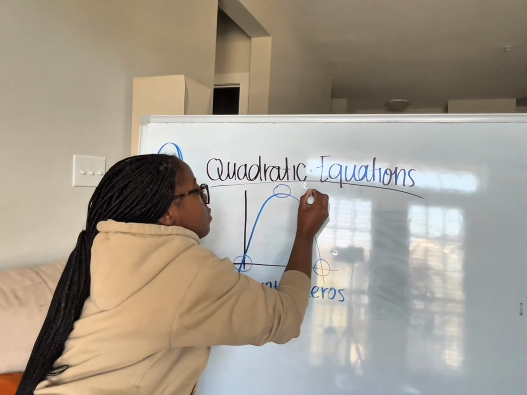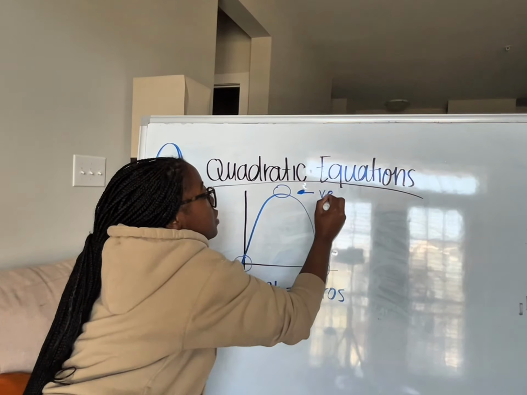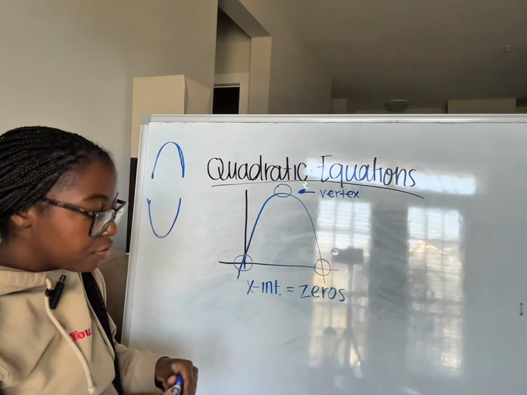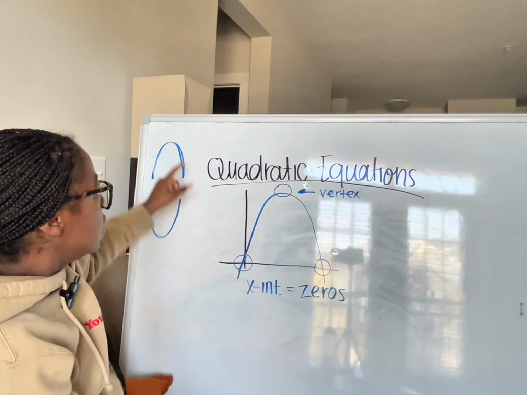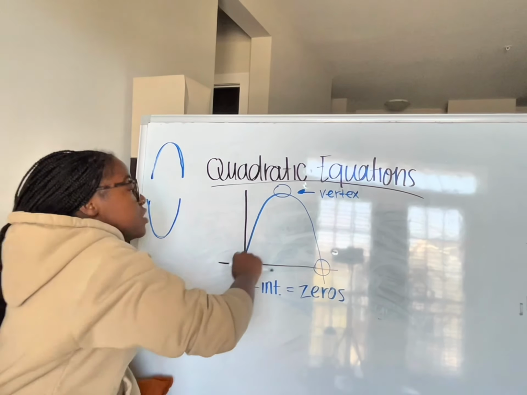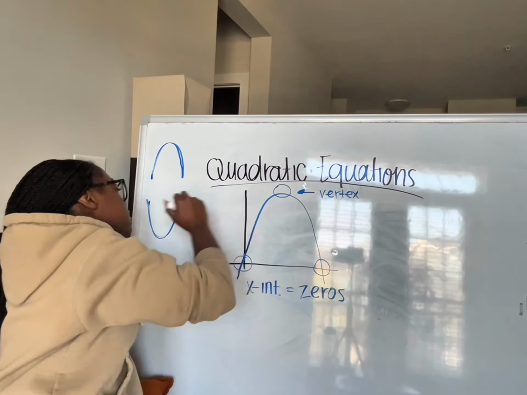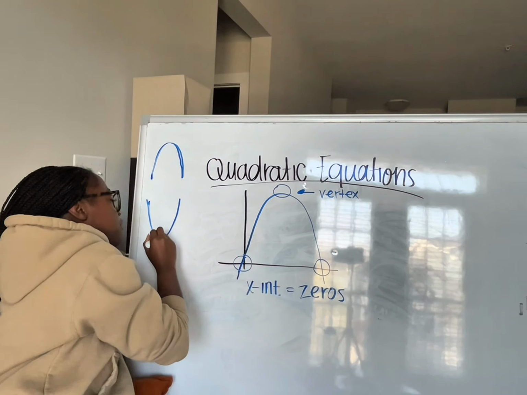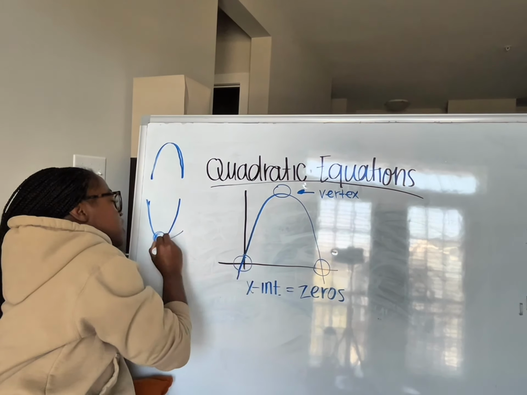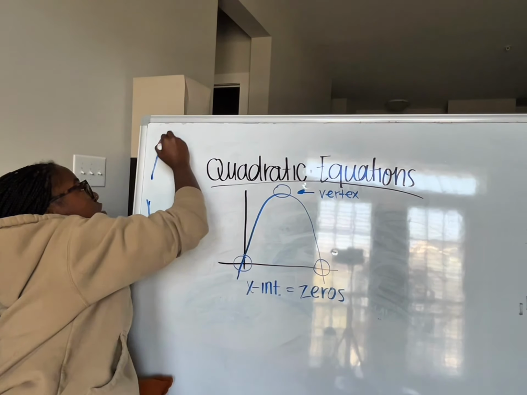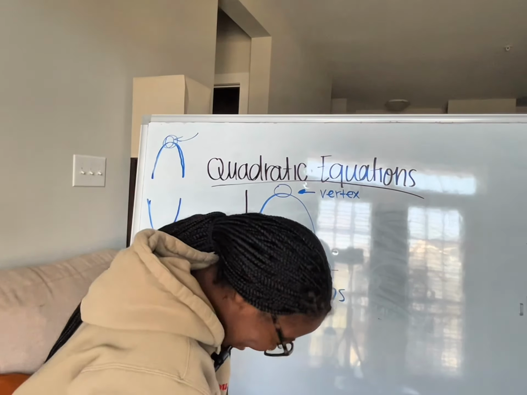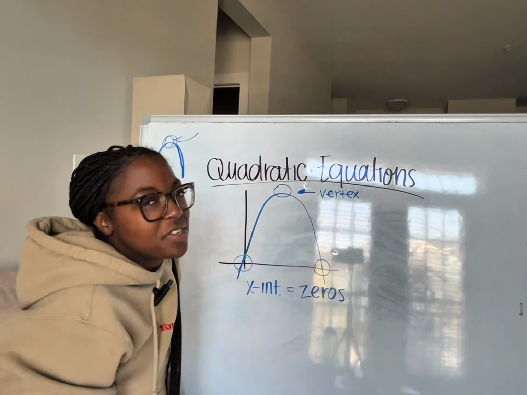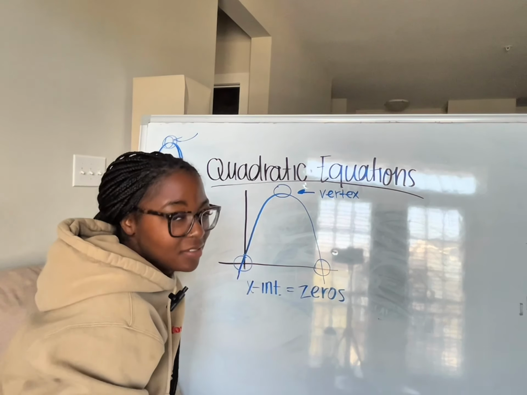This right here is your vertex. Later on, you're going to find how to find the vertex, but we're not there yet. Your vertex is not just for parabolas that are going up, it's also for parabolas that are going down. So your vertex would be right here for this one. That would be your vertex. This would be your vertex. Okay, that's pretty much it.